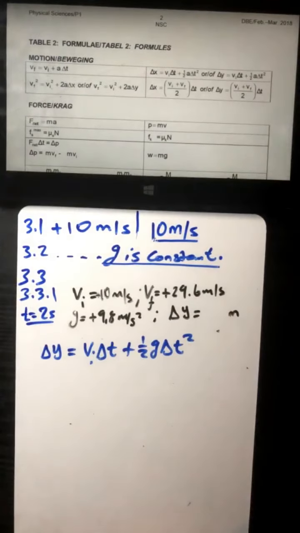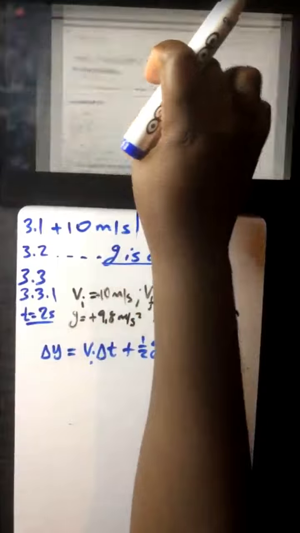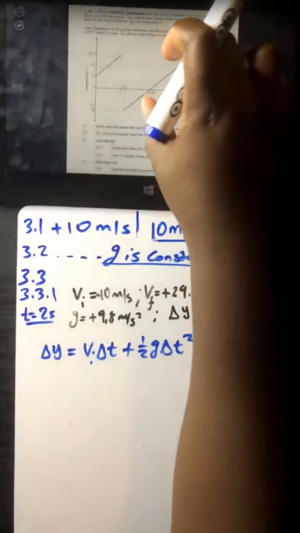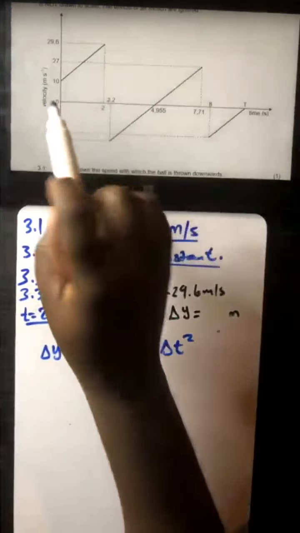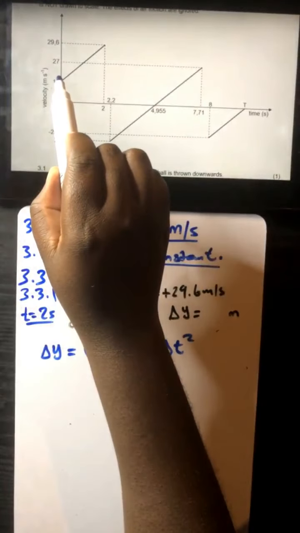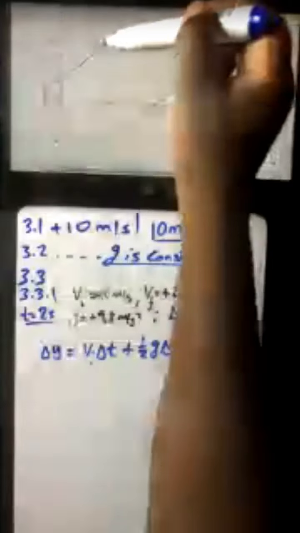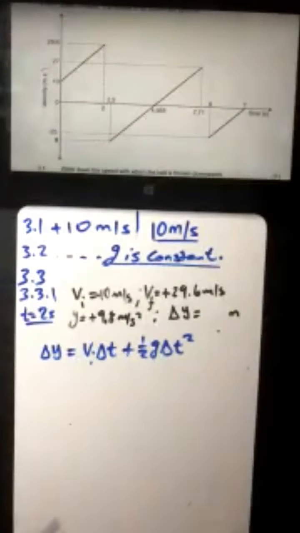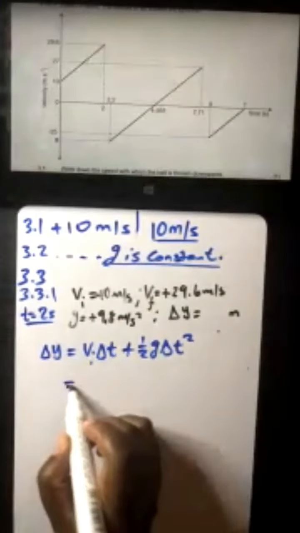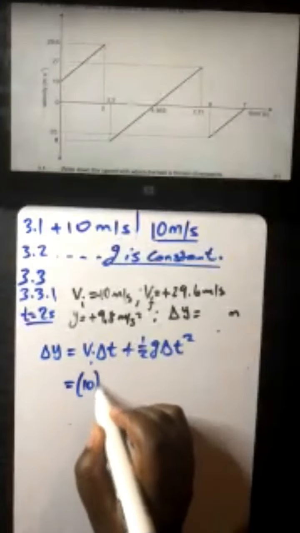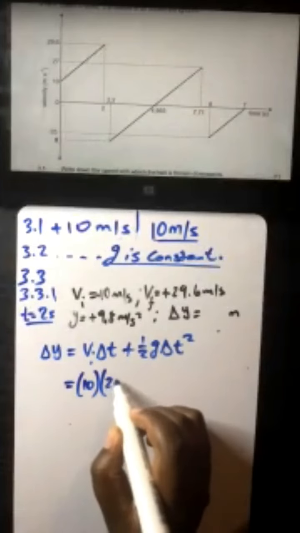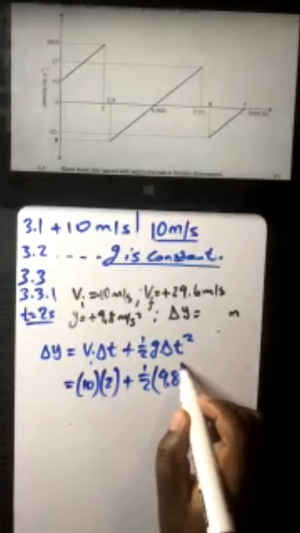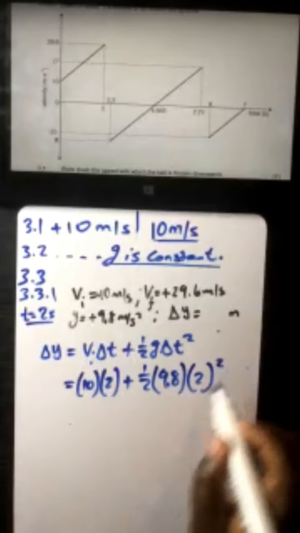Ladies and gentlemen, it's very much important that you are able to know that the time is 2 seconds. Can you see? Initial velocity was 10, final velocity was that, and all of that happened over 2 seconds. So let's now substitute. We've got our V initial, which is 10, time is 2, plus half G, it's 9.8, times time 2 squared.